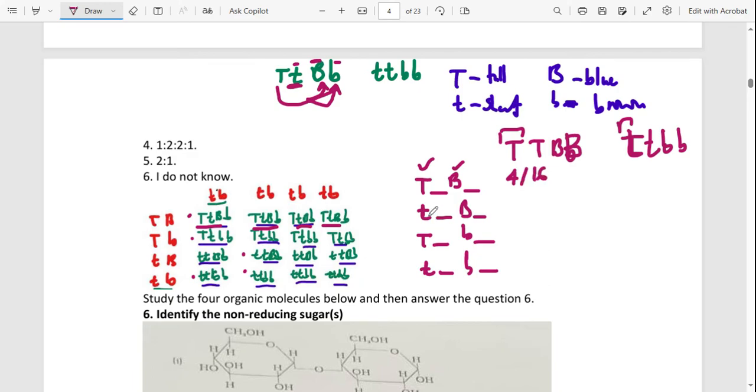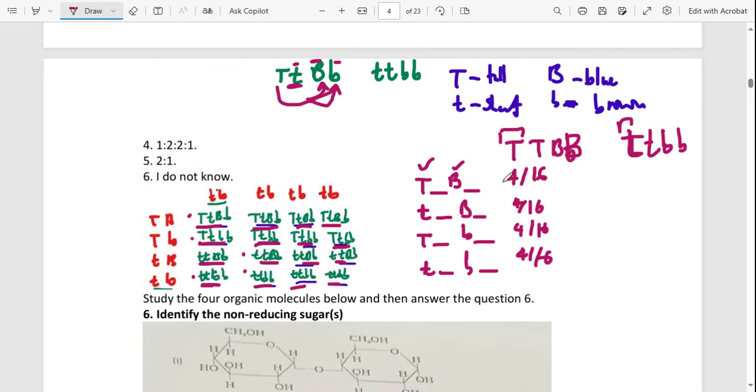If you go to the one where you have only small t's and then a capital B, at least one capital B, you have this, this, this, this. This is also 4 out of 16. And then we have a capital T with a small b, at least one capital T, small b, even this, even this, even this. This is also 4 out of 16. And then we will just have smalls here, here, here, here. That is also 4 out of 16. I just wrote that in the wrong position.